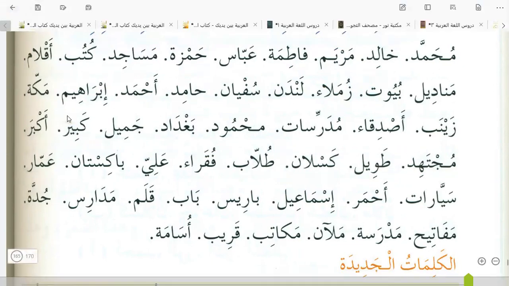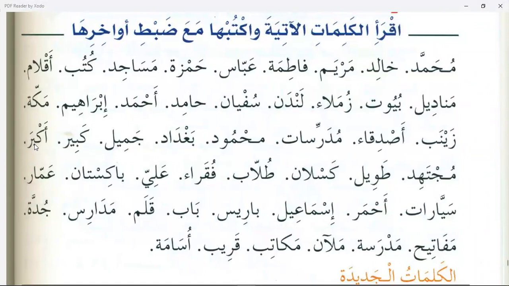Mahmudun. And then Baghdad. Baghdadu, because it is a non-Arabic proper noun. Non-Arabic proper noun. And then Jamilun. And then Kabirun. And then Akbaru. Yeah, it's because of the pattern of Af'alu. Okay, Af'alu.